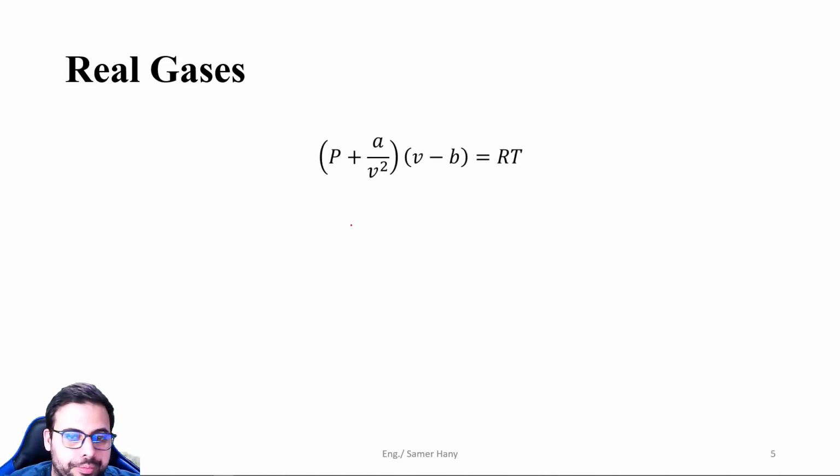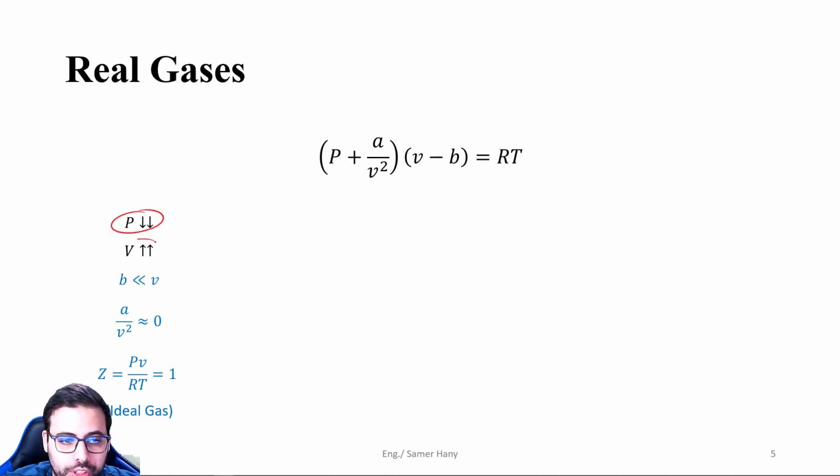Okay. All right, let's see how a real gas would behave in different pressure regions compared to the ideal gas. So when we have very low pressure and a very high volume, in this case, the volume of the molecules is actually much less than the actual volume at the conditions we're talking about.